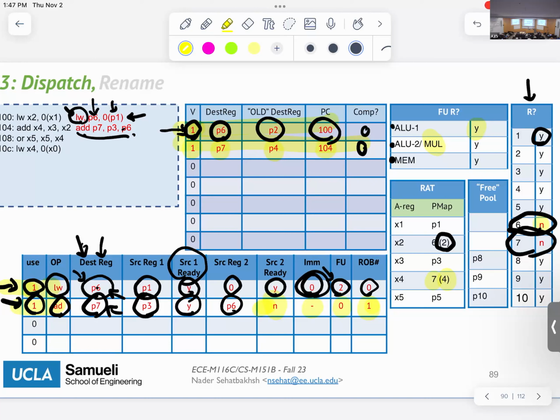For that FU column, is that just the index of the table? Yes. So the question is whether the FU column is basically the index of that table. Yes.